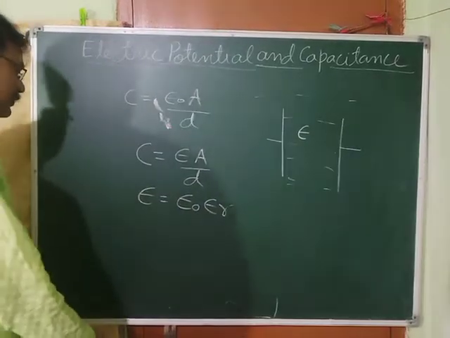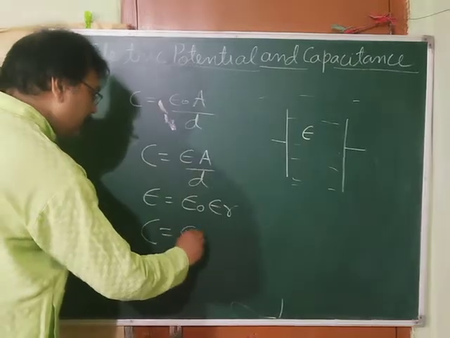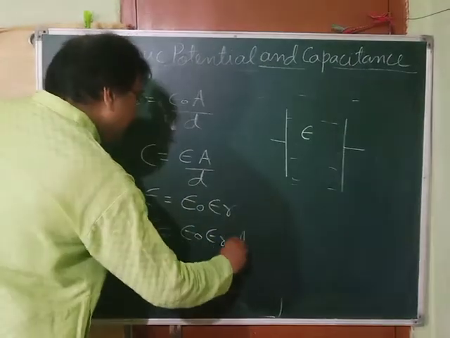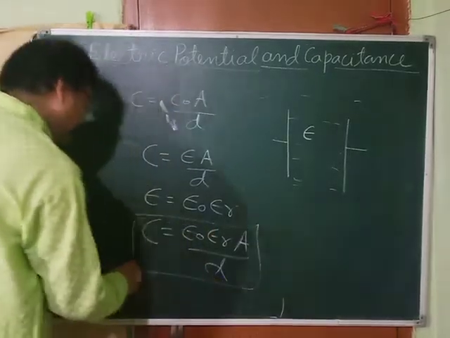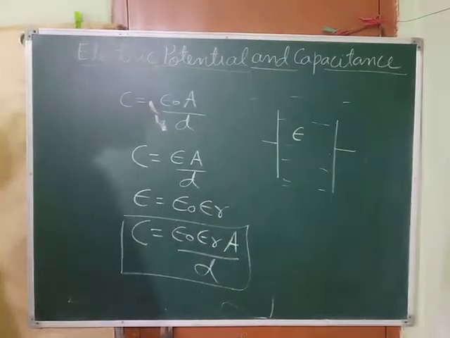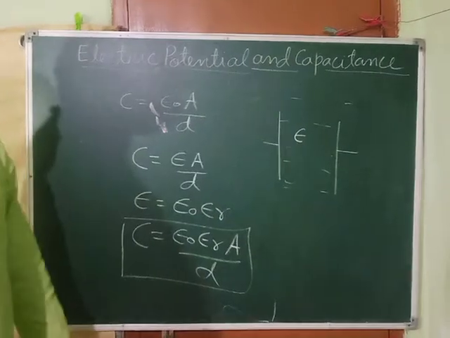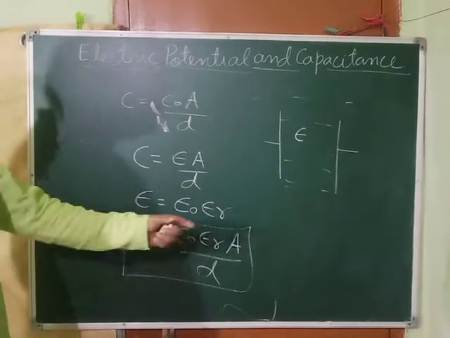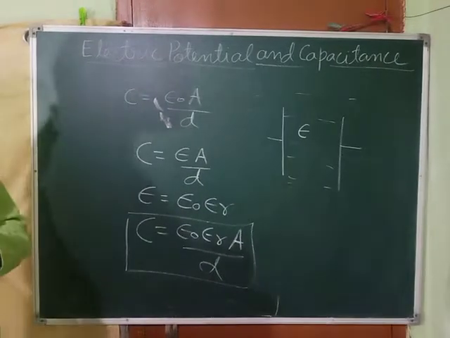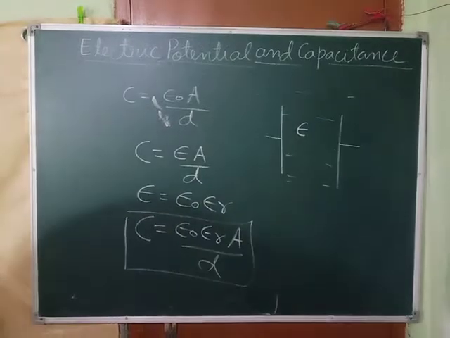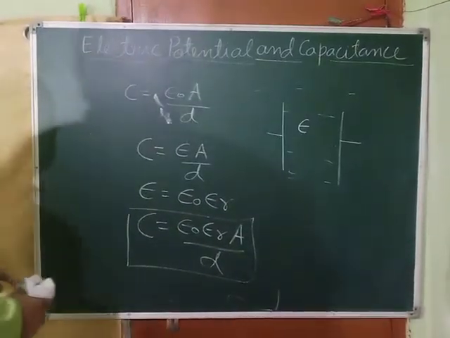So this equation will become C is equal to epsilon naught epsilon r A by d, where epsilon r is the relative permittivity of the medium between the plates. You can write it down. Epsilon r is the relative permittivity of the medium between the plates. Written this much? Okay. After this, what you have to do?